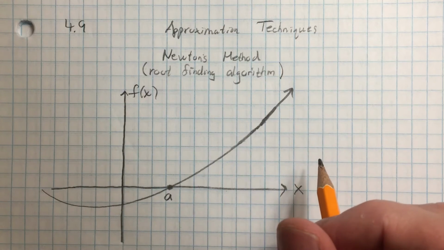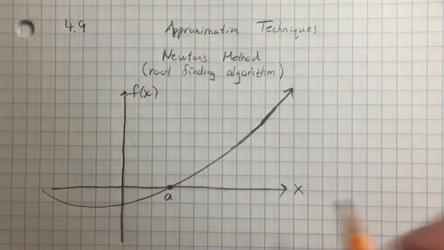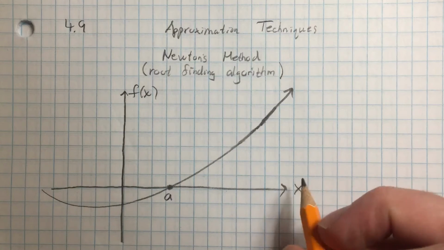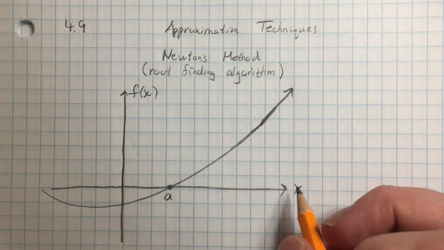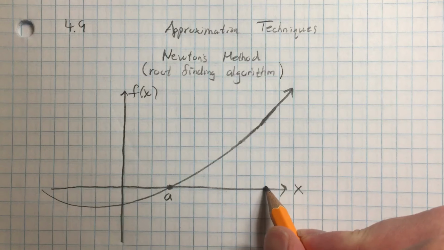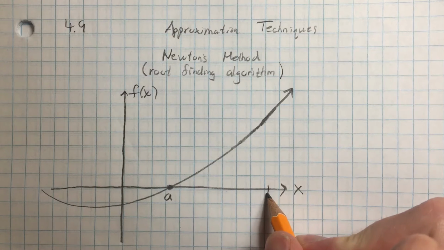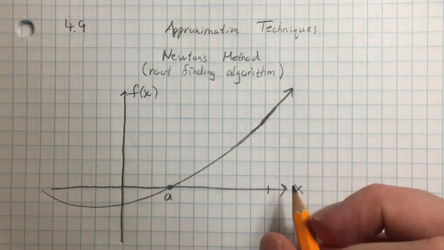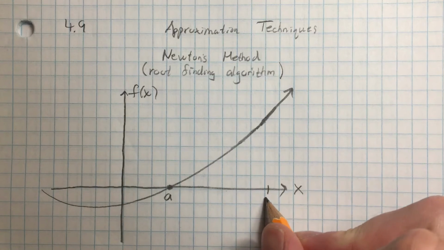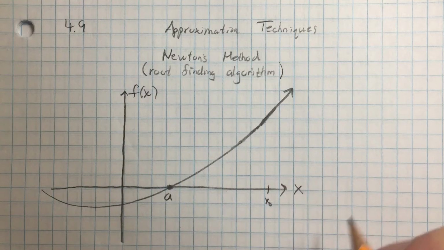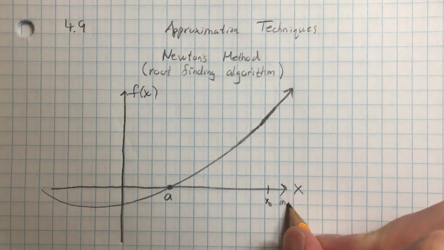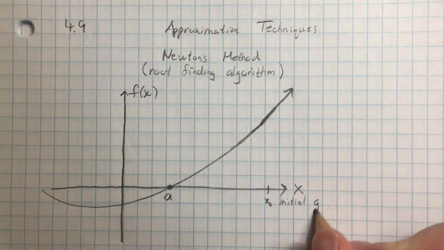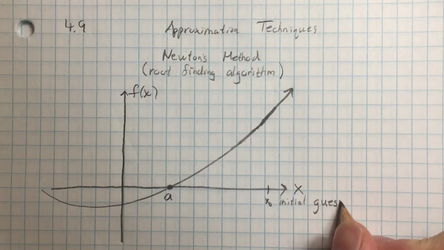So one way to try to find that is to pick what you call an initial guess. Okay, so I'm going to start over here, pick this number. I don't know what it is. All I know is it's further down the road than a is. Okay? So we're going to call this x0. x0 is an initial guess.